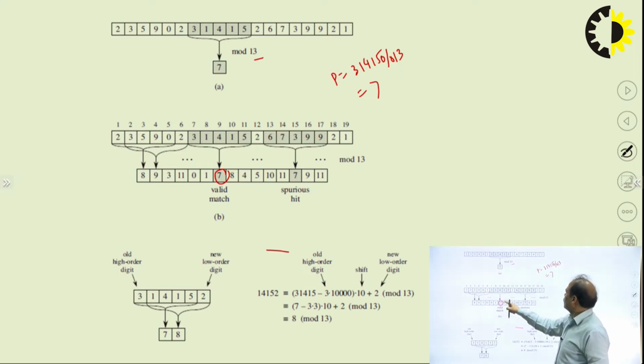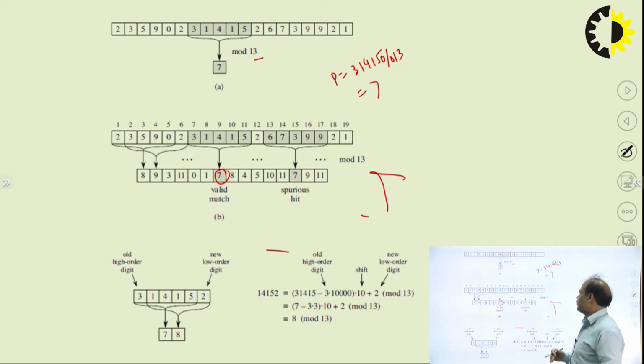Look at here, its modulo is 7 and another modulo is also 7. That means 7 equals 7. So we need to go to the text to check whether it is actually the same or not. So 31415 is okay, so this is a valid shift, but this is a spurious hit because its modulus is 7, but actually when we compare them one by one, it is not equal.